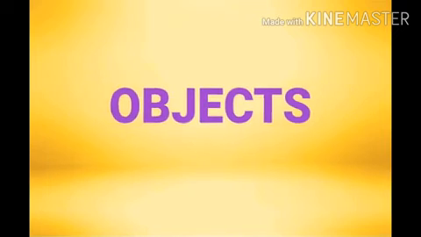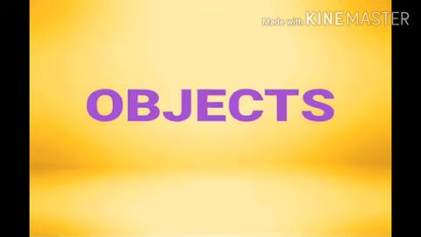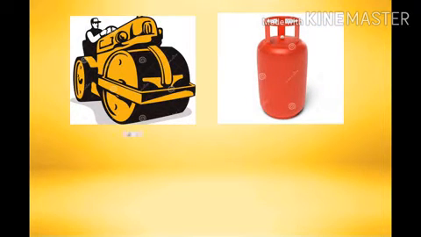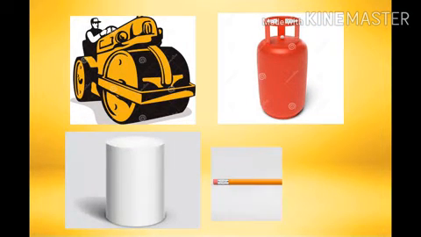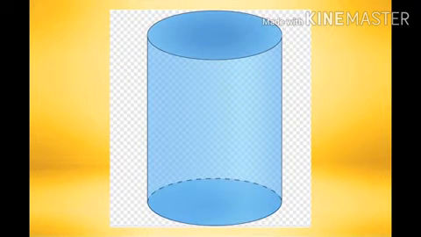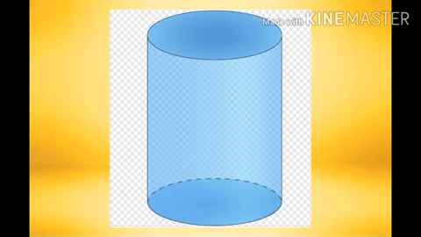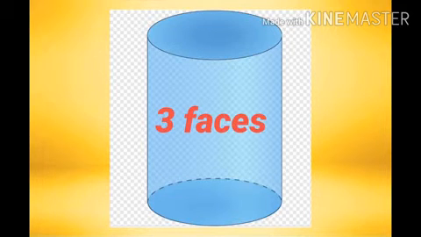Every day we see around us many objects such as a road roller, a gas cylinder, a circular pillar, a circular pencil which have the same shape known as the shape of a cylinder. A cylinder is a solid that has two parallel circular bases which are connected by a curved surface. It has no vertices. It has two curved edges and three faces.